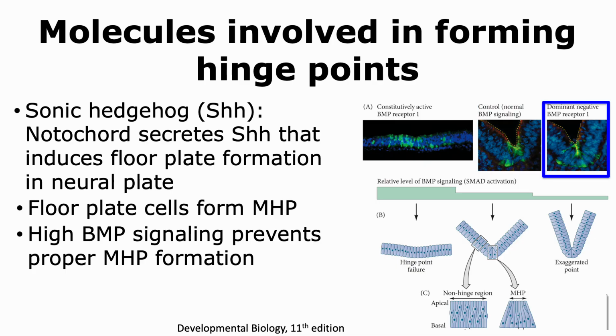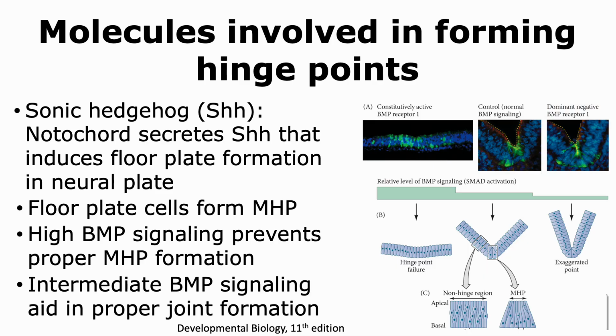Finally, on the other hand, if we actually manipulate the cells so that they express a dominant negative version of BMP receptor 1, what happens in this case is BMP signaling is completely blocked. So when we look at a complete blockage of BMP signaling and its effects on the cells, we can see a medial hinge point being formed, but the medial hinge point is in a very exaggerated manner.